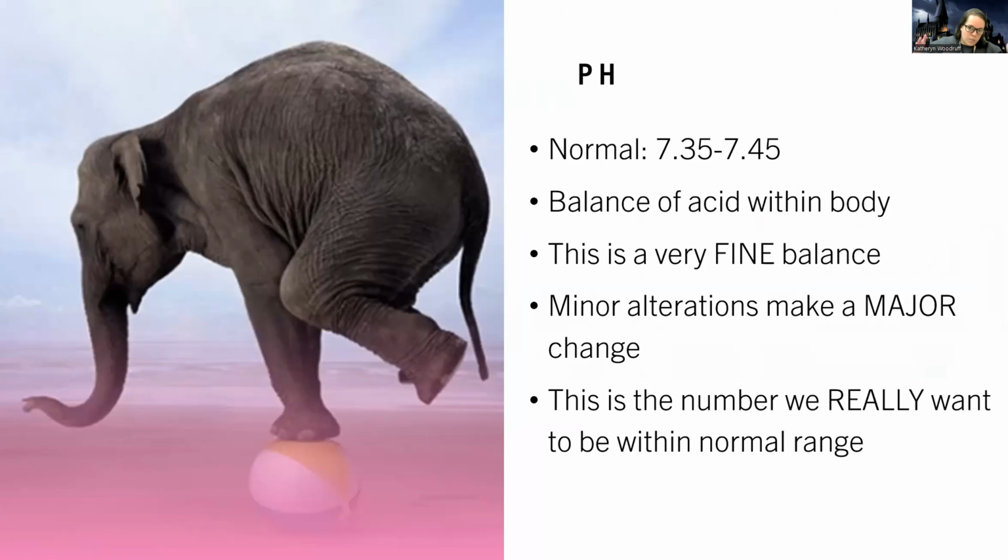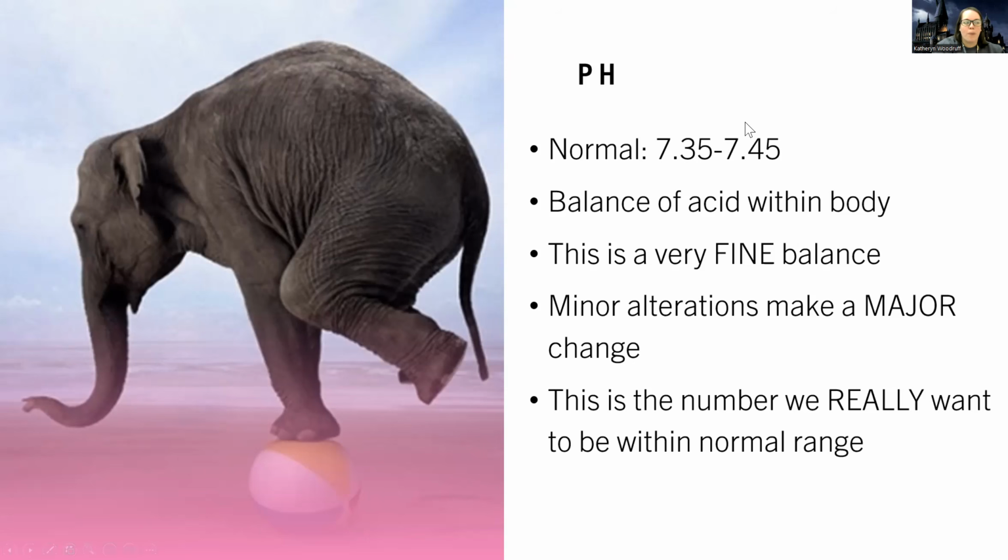As a whole, this is one of the best measures of where I'm at, because sometimes the other numbers can get a little off, but as long as my pH is staying where it needs to be, I can usually be okay. Minor alterations can make a major change. Like I said, this is the number I'd be most focused on. You might see an ABG and think, oh my God, my CO2 is this. But the doctor's going to say, what's your pH? Is the pH normal?